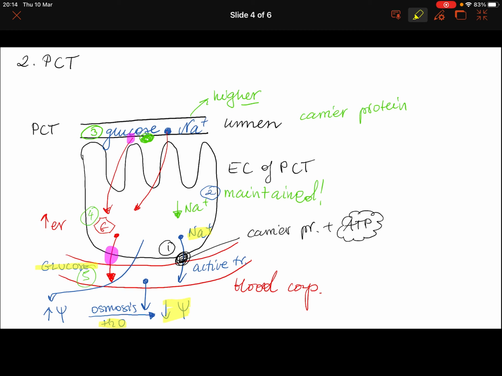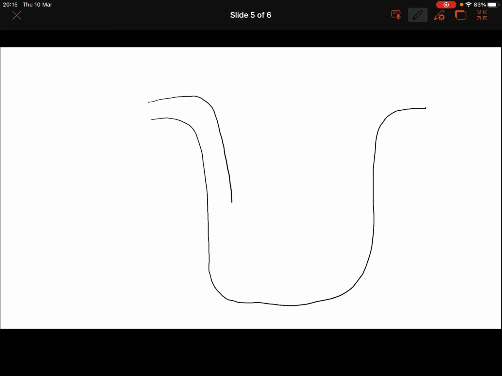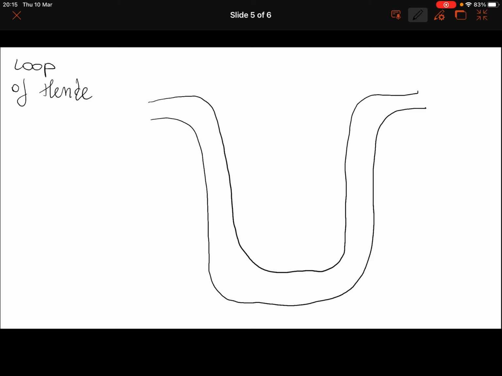Following the proximal convoluted tube and the process of reabsorption, we now arrive at the loop of Henle. Remember, the loop of Henle is the part of the nephron located in the medulla. So far we were working in the cortex, now we are in the medulla. So this is the loop of Henle. The third process that happens in the loop of Henle is the maintenance of the sodium ion concentration and some absorption of water as well.